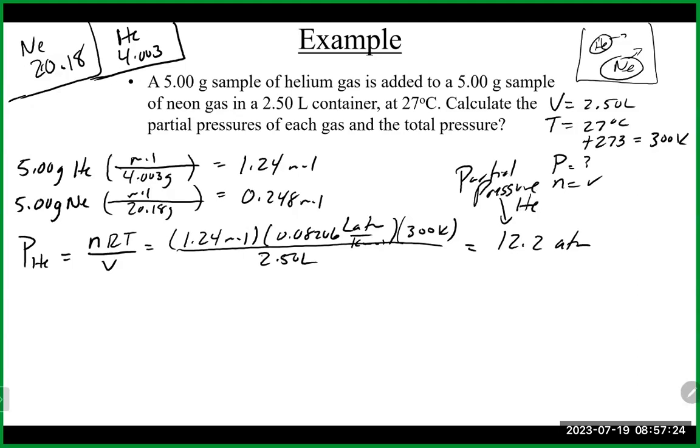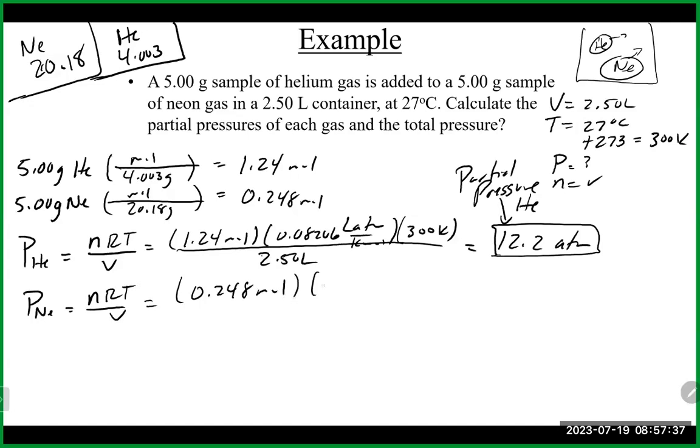We're going to do an identical calculation for neon. Again, the only difference going to be our moles. So we want to obviously use the moles of our neon, which is 0.248. Everything else going to be identical here, again, because they're in the same container.